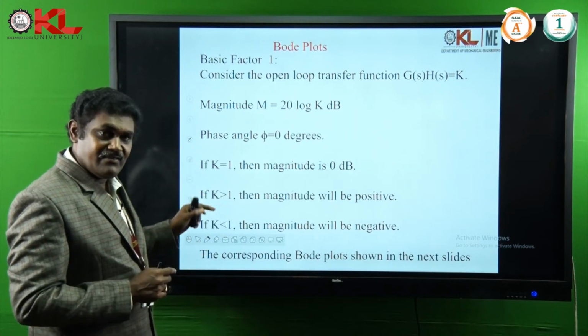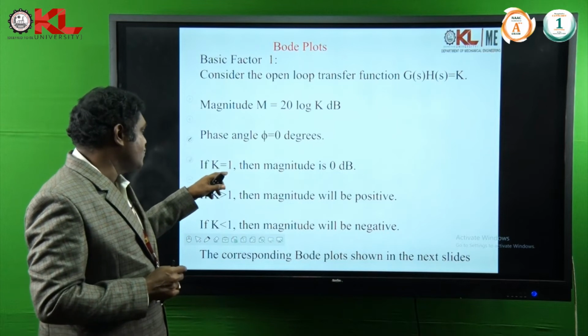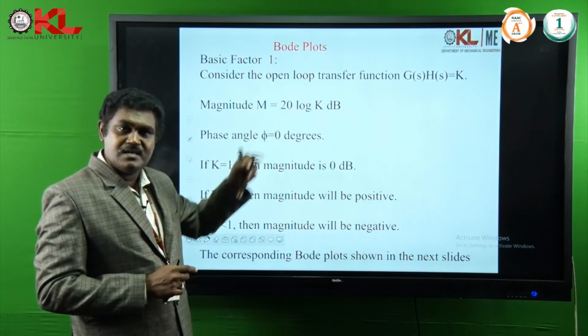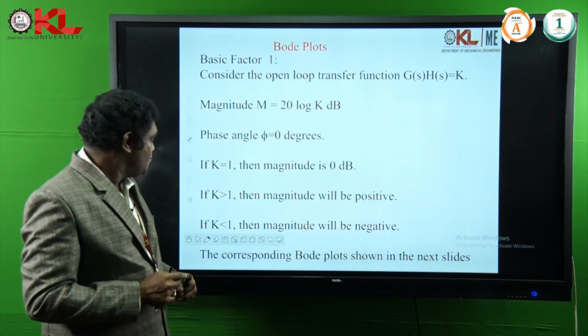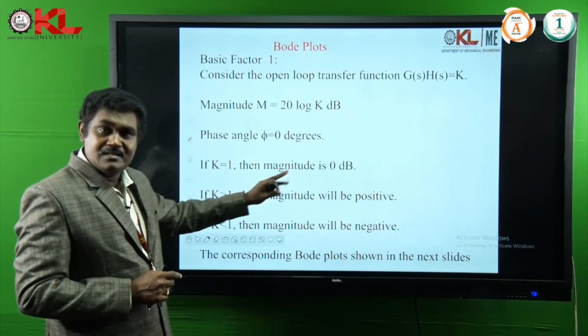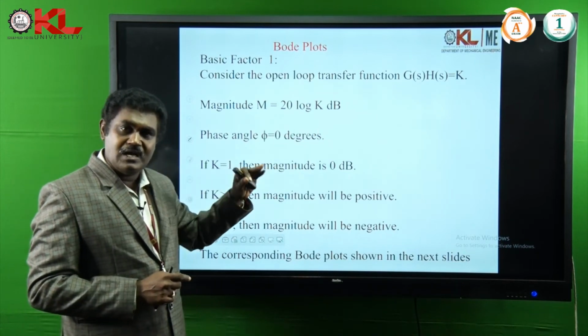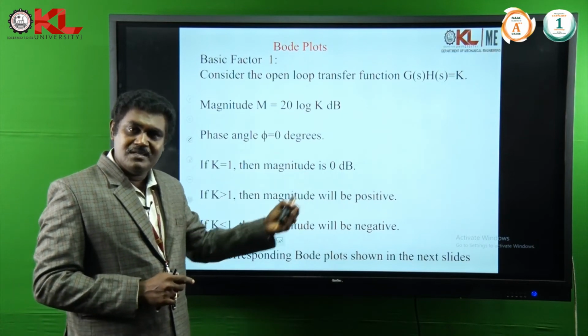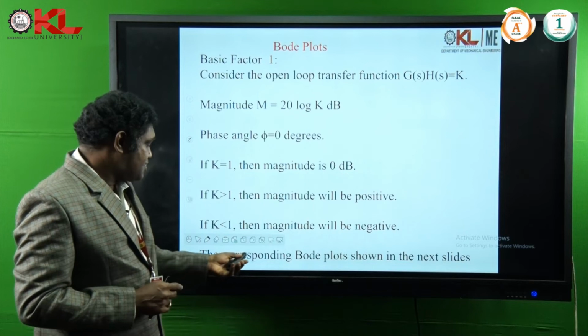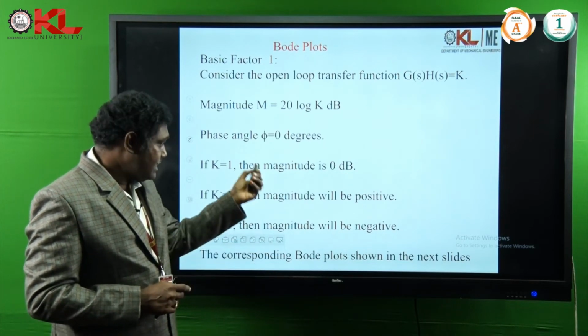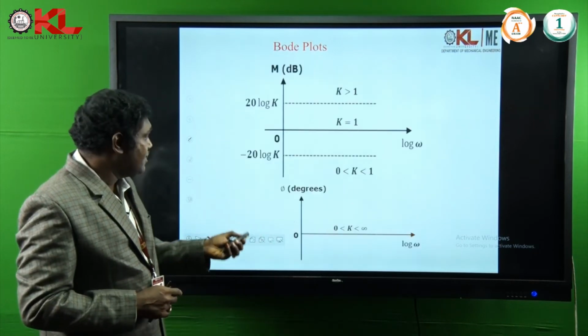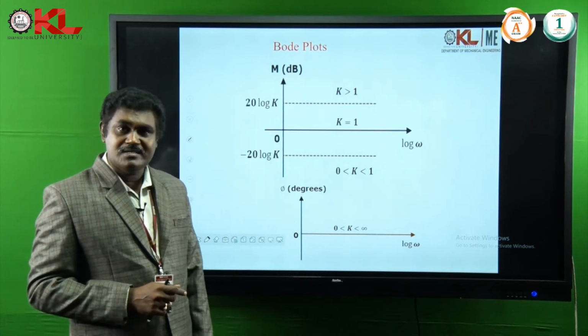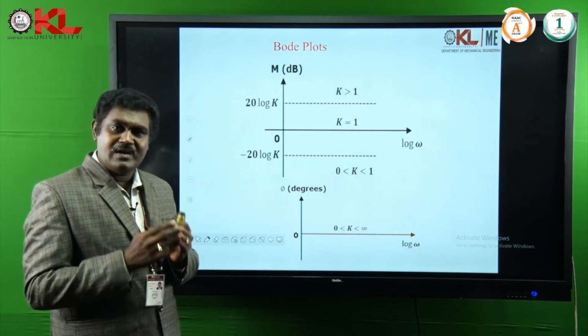What is the value at different k values? If k is equal to 1, substituting k equal to 1, the magnitude is 0. If k is greater than 1, the magnitude is some positive value. If k is less than 1, the magnitude is a negative value. We will see how the corresponding Bode plots look for the simple gain constant value.